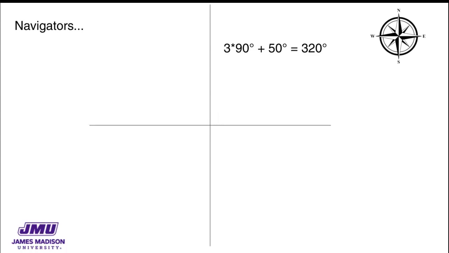But that same direction would not be described in the same way by navigators. Navigators select 0 to be due north and measure all angles in a clockwise direction from due north. So to a navigator, that same direction on a map would instead be described as 90 plus 90 plus 90 plus this remaining 50 degrees here, for a total of heading 320 degrees.